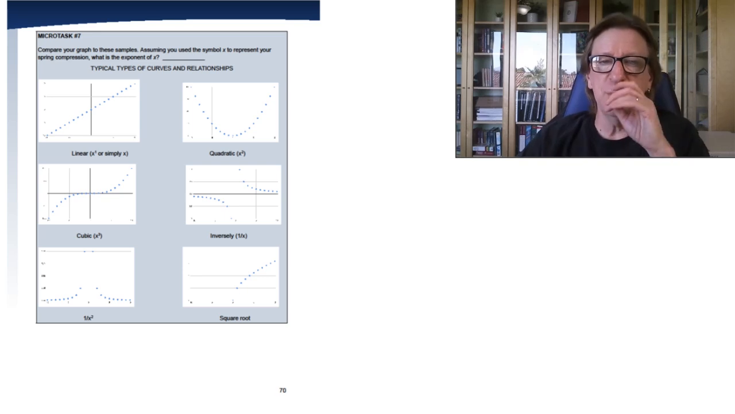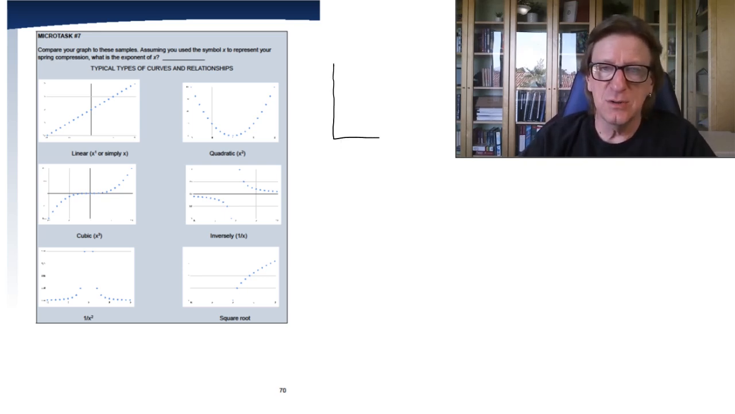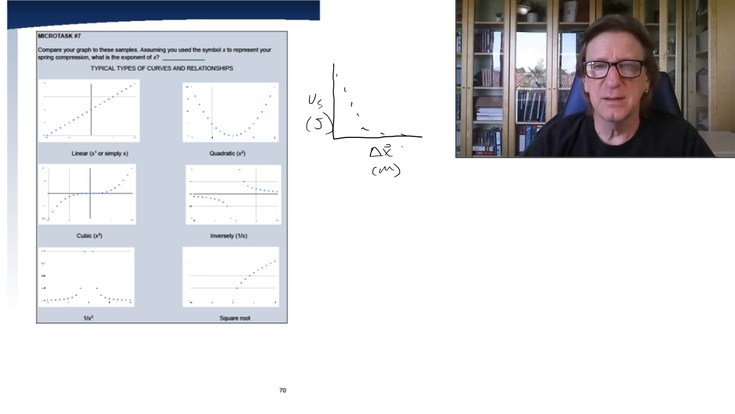Here are some typical curves. So I'm going to go ahead and sketch what we had before over here for comparison. We said that delta X, which was in meters, and US, which was in joules, came out something like that. Right? And hopefully you've got a better graph here. So let's go through our library here.